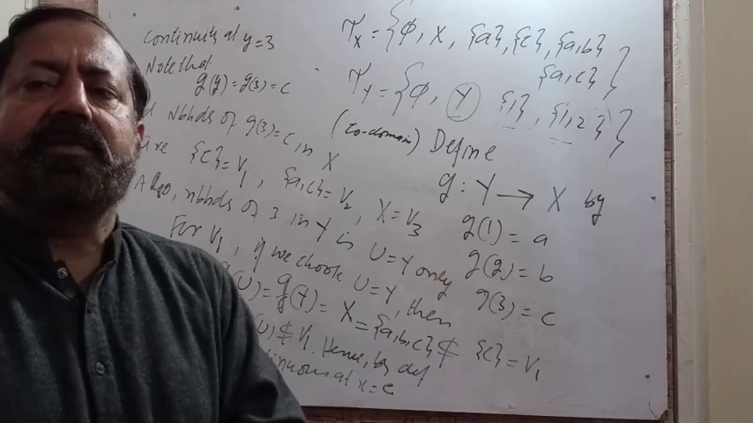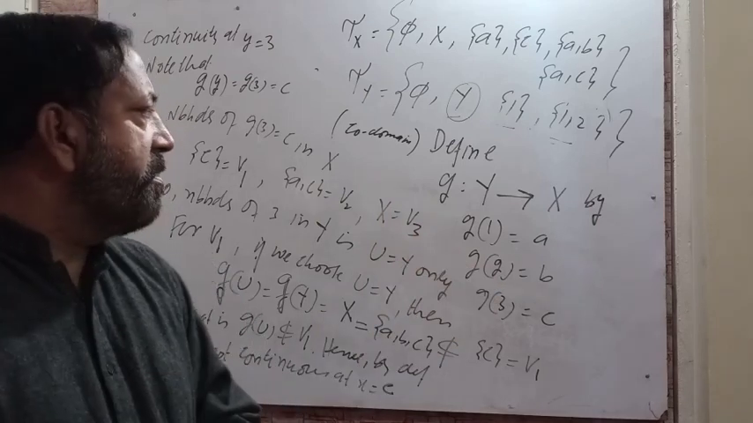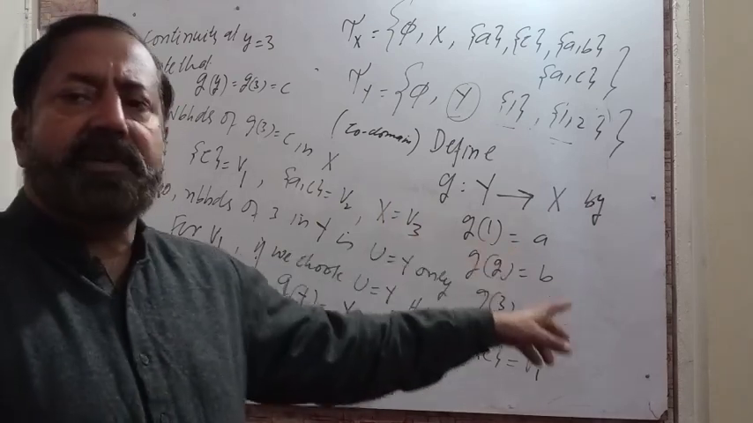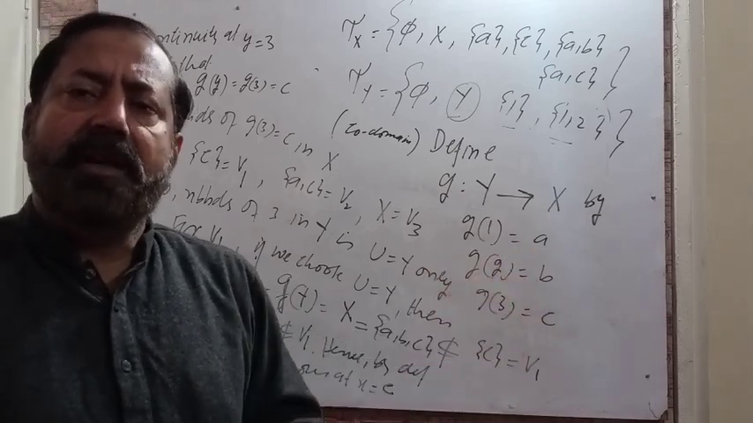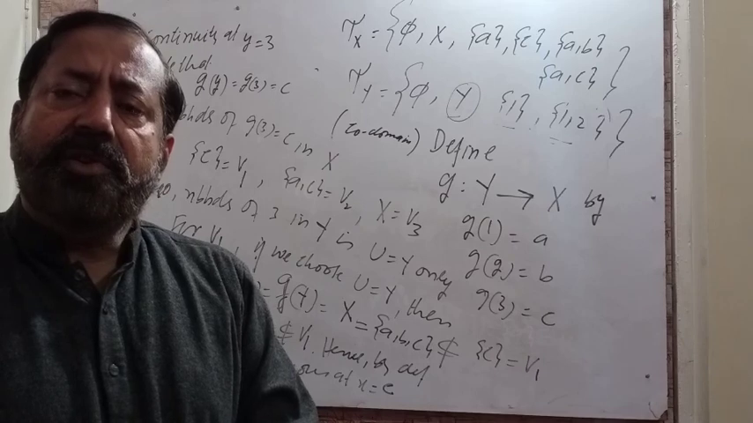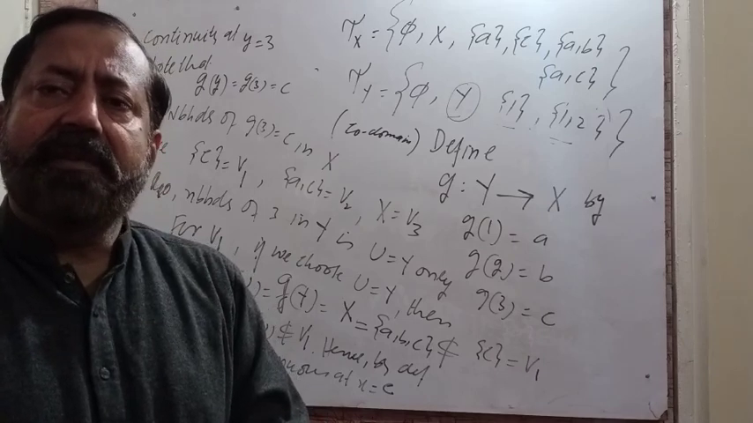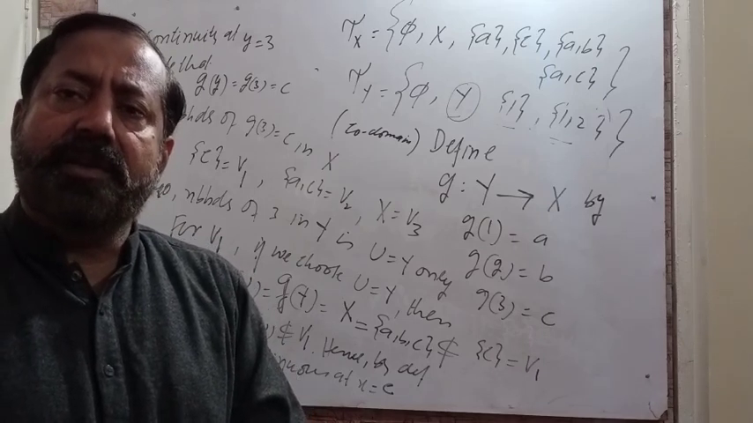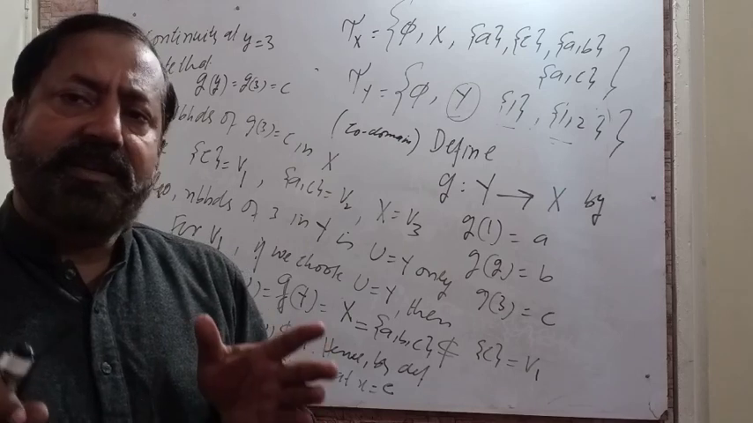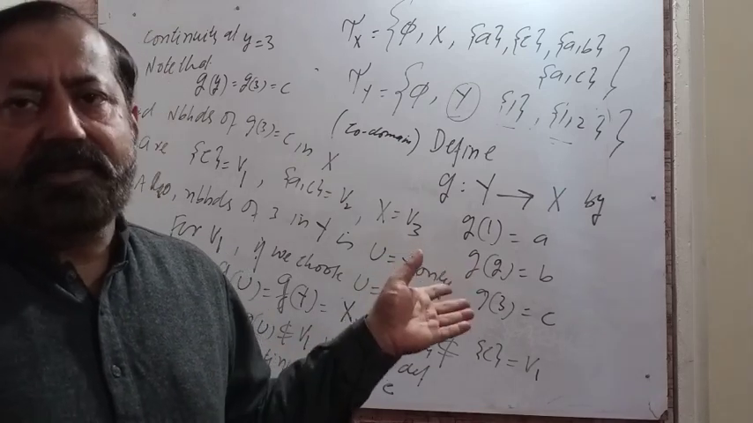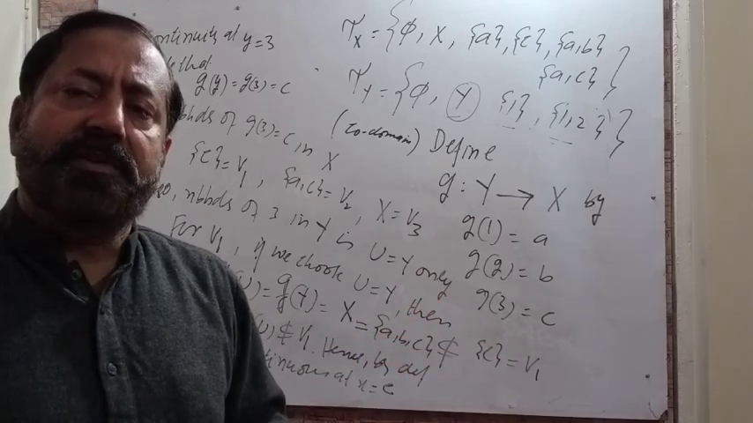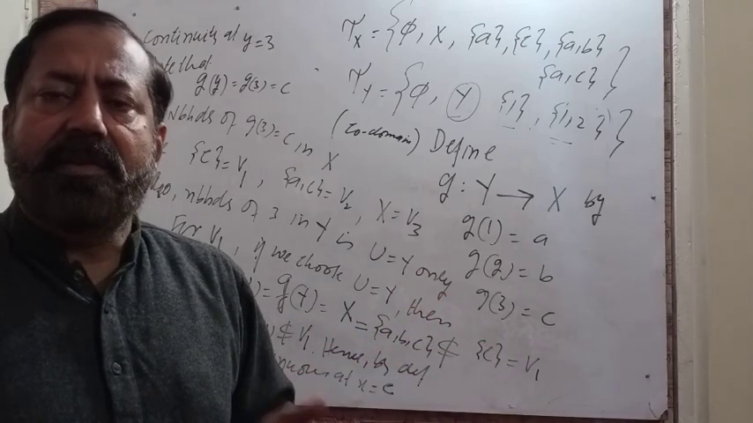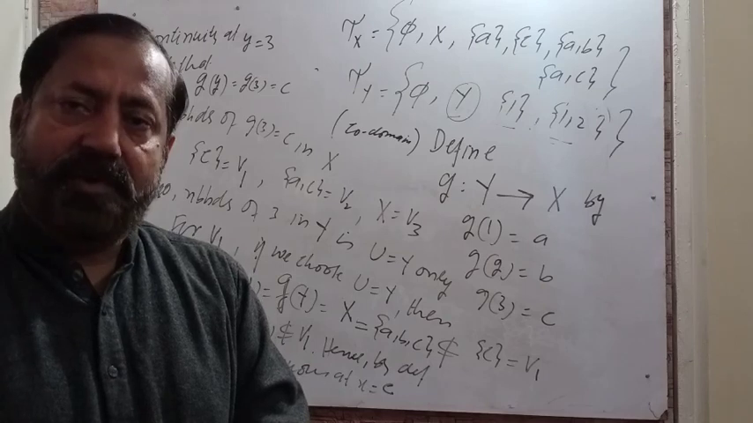First was the continuous function, and the second function g from y to x was not continuous because it was not continuous at c. So in my next lecture, I shall show you that the definition people are using is in fact a deduction of this definition. So this was the real and basic definition of continuity in topology.